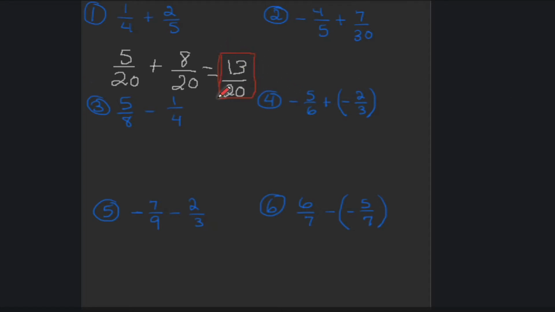Okay, so on to the second problem. Notice we have a negative fraction and we have a positive fraction. This negative sign out here belongs to 4/5, whereas this positive operation belongs to 7/30. So let's go ahead and add these fractions by finding the least common denominator. So we know that's 30.